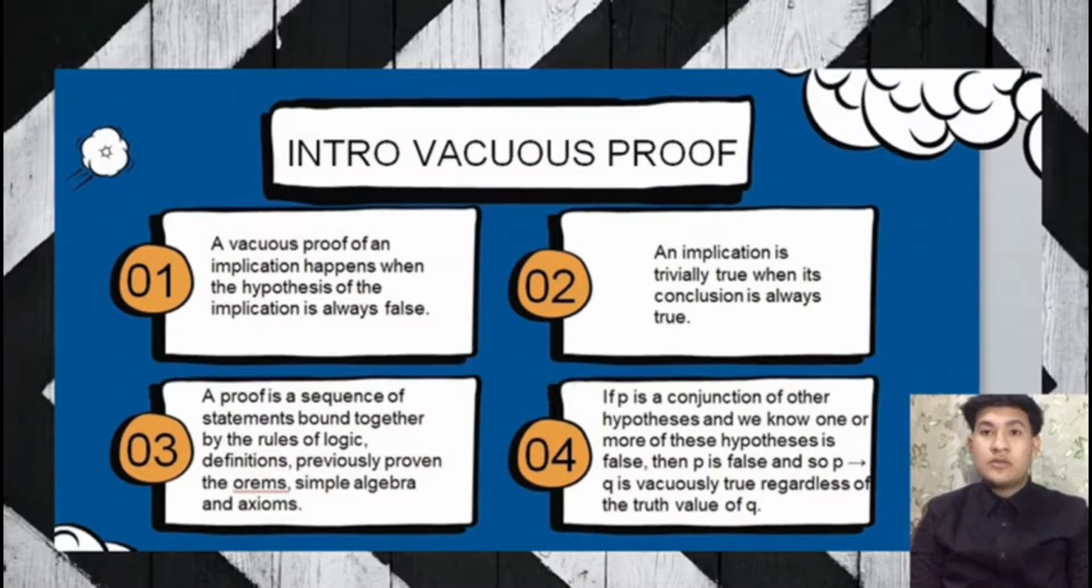Today I want to talk about an introduction to vacuous proof. First, a vacuous proof of an implication happens when the hypothesis of the implication is always false. An implication is trivially true when its conclusion is always true. A proof is a sequence of statements bound together by the rules of logic, definitions, previously proven theorems, simple algebra, and axioms. If P is a conjunction of other hypotheses and we know one or more of these hypotheses is false, then P is false, and so P implies Q is vacuously true regardless of the truth value of Q.